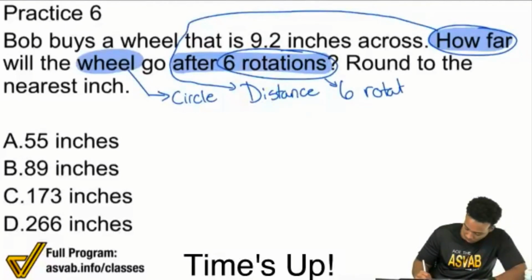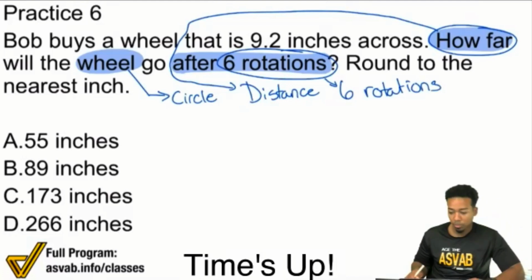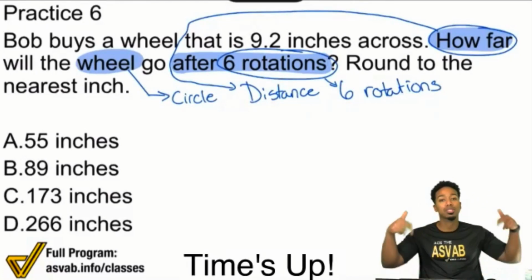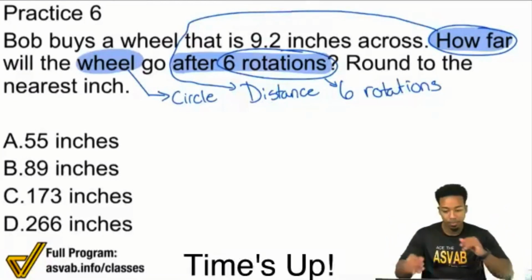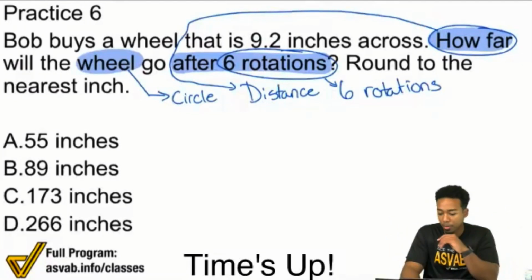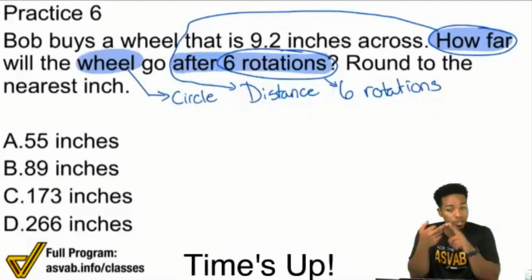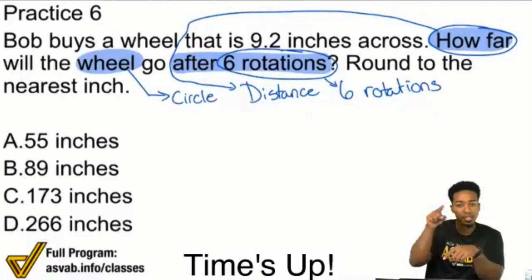Okay, so here's what I want everybody to do here. Everybody, pencils down. I don't care how confident you were, everybody, pencils down. So this is how you can break word problems down. The question reads, how far? Wheel, 6 rotations. So what does that mean? Well, the how far means distance. The wheel means circle. How far does the circle go rotating 6 times?